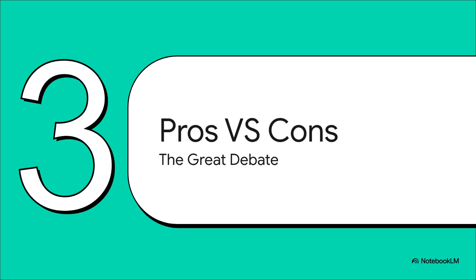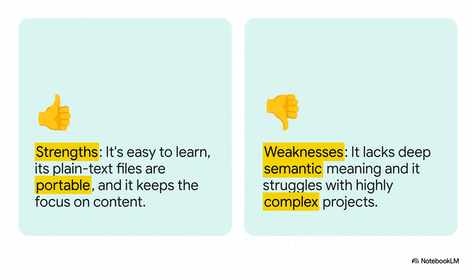But, of course, it's not perfect. In fact, Markdown's greatest strength, its simplicity, is also the source of its biggest criticisms. And this has kicked off a huge debate among writers and developers about where it really fits in. So let's break down the arguments. On one hand, its strengths are pretty obvious. It's incredibly easy to learn, the plain text files work on any system, and it makes you focus on the content, not on fiddling with formatting. But the weaknesses are just as real. It doesn't have deep semantic meaning, it kind of falls apart with really complex projects, and its feature set is, well, intentionally limited.